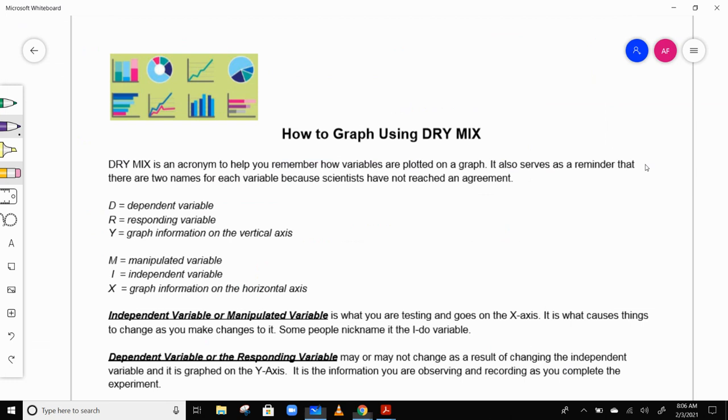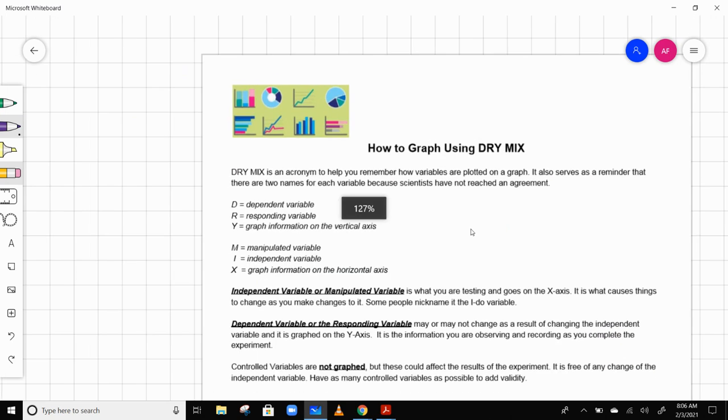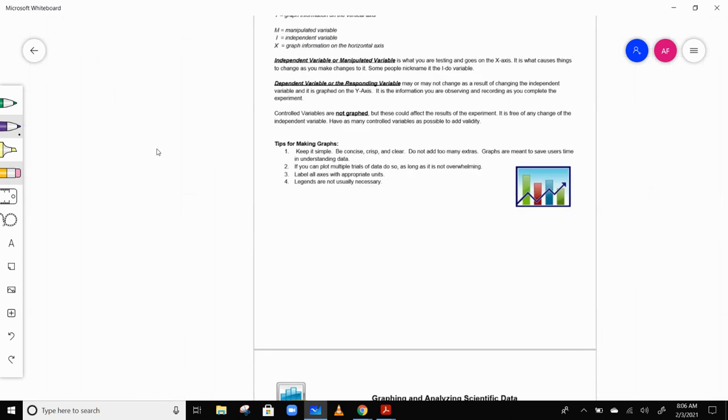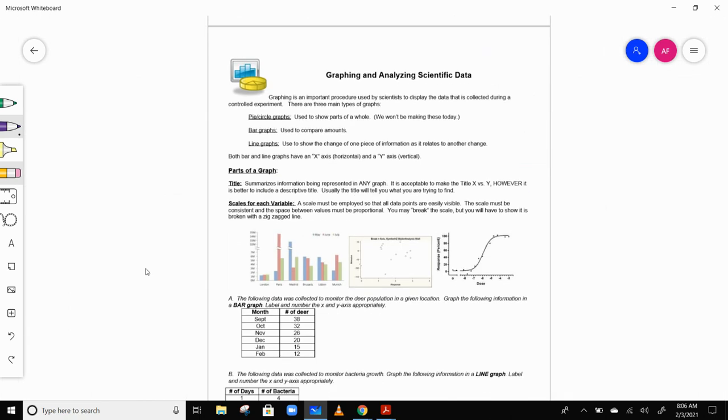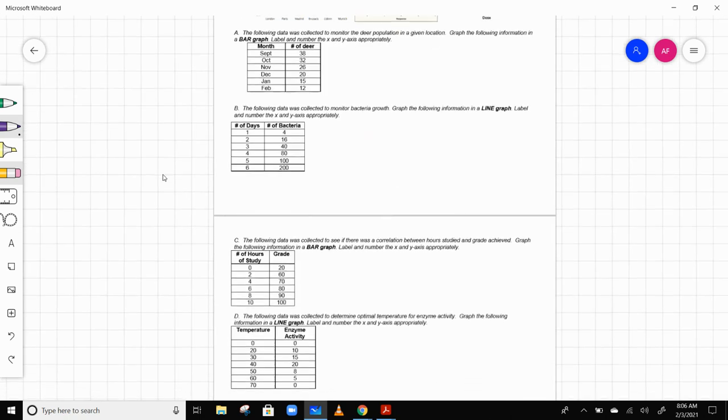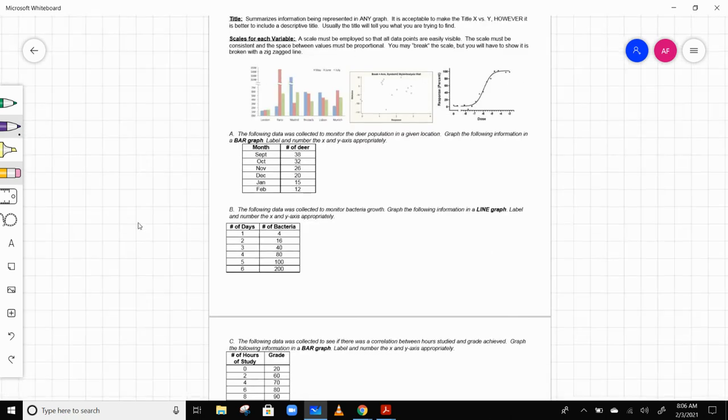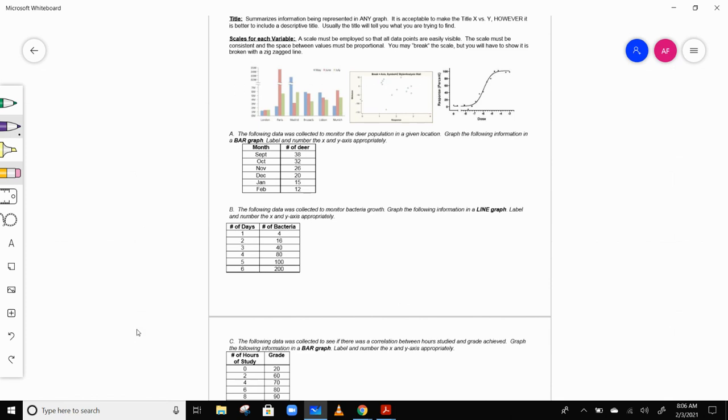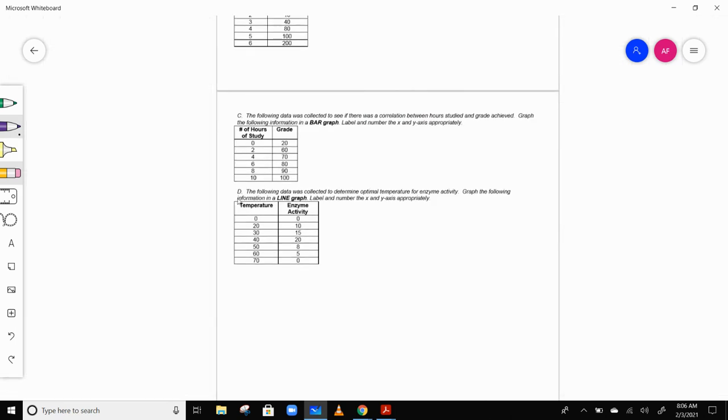Okay. All right, so we're going to go over this DRY MIX stuff. We're going to look at how to graph bar graphs and line graphs really quickly. And then we're going to do two together. We're going to do A and B together. And then C and D you're going to do on your own.